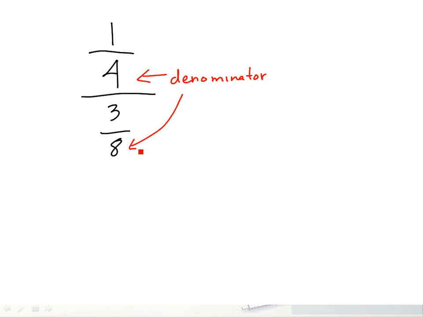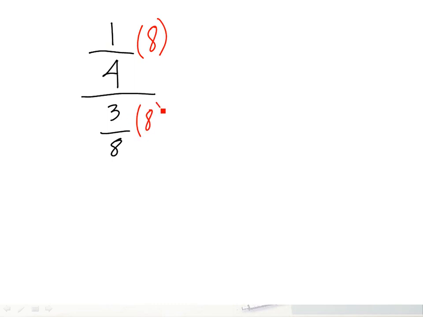So you're just going to multiply top and bottom by 8. Top meaning 1/4, multiply it by 8, and multiply 3/8 by 8. Now of course 8 is considered to be 8 over 1, so 8 is considered to be in the numerator. Therefore I can cross cancel here. If you don't see that, this is the same thing as saying 1/4 times 8 over 1, so you can cross cancel.